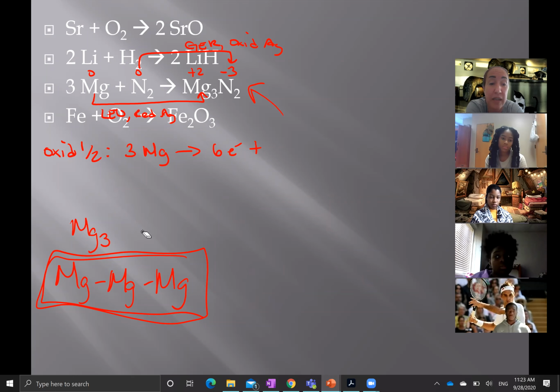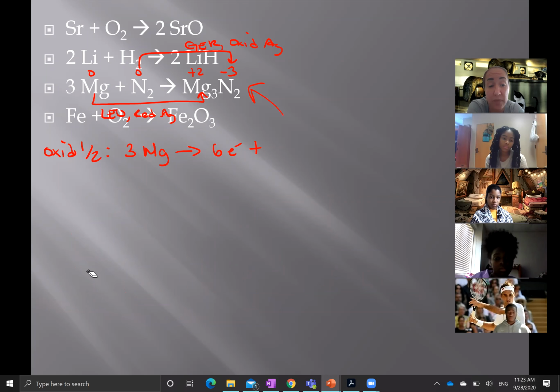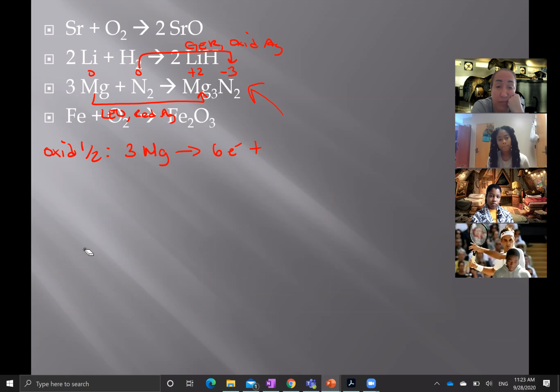Can somebody else try? I would like to try. Go for it. Okay, so is it just 3 Mg? So yeah, what we have down is right so far, so it would be plus 3 Mg. But you're missing something. Is this Austin? Oh, hey, Jashawn. You're missing something. It's an ionic compound.